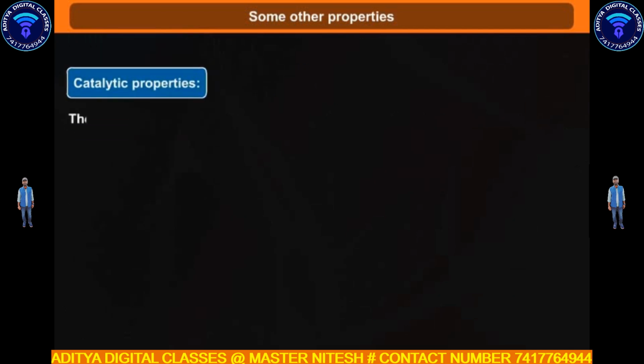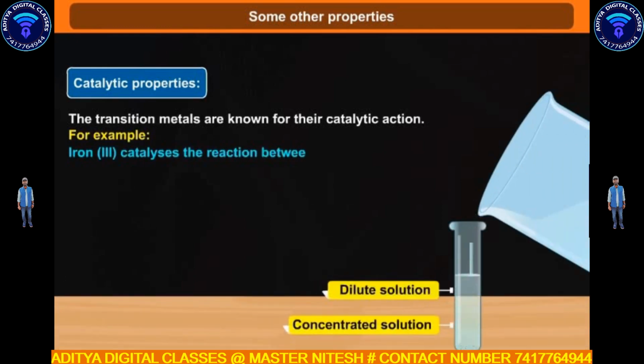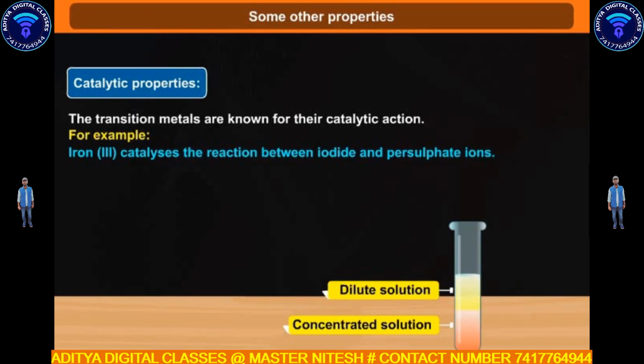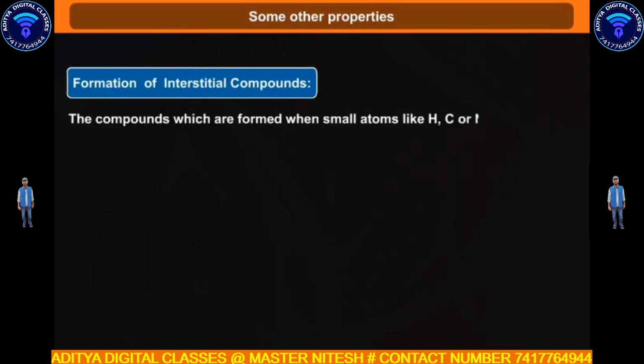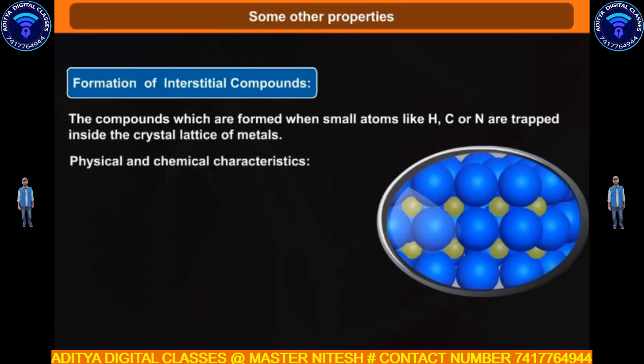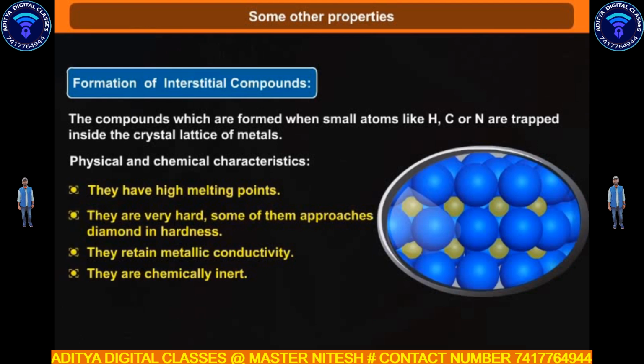Catalytic properties. The transition metals are known for their catalytic action. For example, iron(III) catalyzes the reaction between iodide and persulfate ions. Formation of interstitial compounds. These are compounds formed when small atoms like H, C, or N are trapped inside the crystal lattice of metals. Physical and chemical characteristics. They have high melting points. They are very hard. Some of them approach diamond in hardness. They retain metallic conductivity. They are chemically inert.